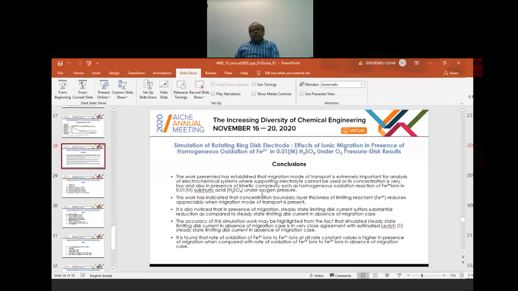The accuracy of this simulation work may be highlighted from the fact that the simulated steady-state limiting current in absence of migration is in very close agreement with the estimated Levich steady-state limiting current in absence of migration. It is found that the rate of oxidation of ferrous ions to ferric ions at all rate constant values is higher in presence of migration when compared with the rate of oxidation of ferrous ion in absence of migration. So we have got a plethora of dependencies on migration.